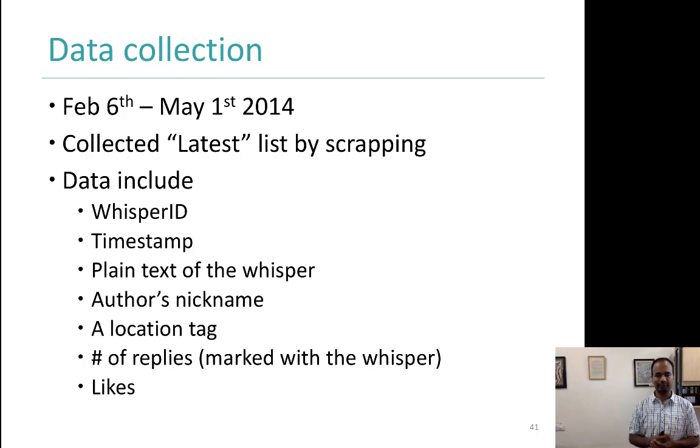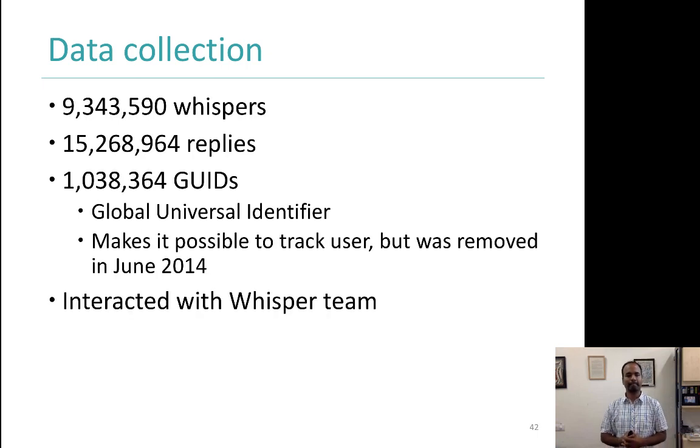I think all of you have seen this kind of data collection in the past in all the networks that we have seen. Take a network, collect some basic data, do some analysis, answer some interesting questions that actually make sense. The data collection, again: 9 million whispers, 15 million replies, 1 million GUIDs, which is Global User Universal Identifier, which is the ID for every user. Like we have seen in Twitter also, the users get one unique ID, which is what was collected.